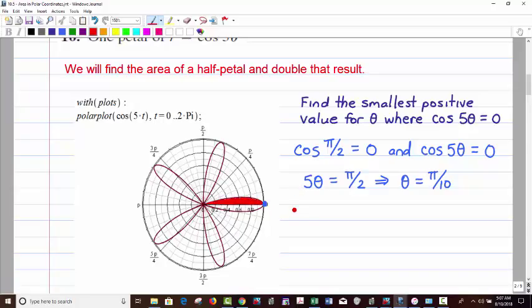So what I can do then is evaluate the integral and find the area, and then double that result to give me a full petal, because they're all symmetrical. If I'm finding half, there's no doubt that's half of that petal, so you can just double it to get one petal.